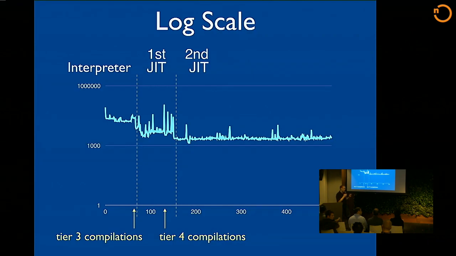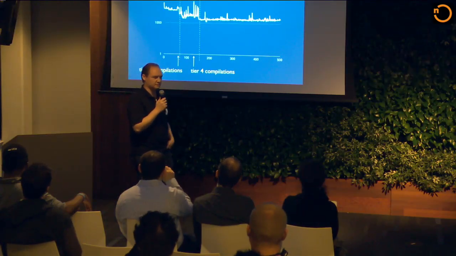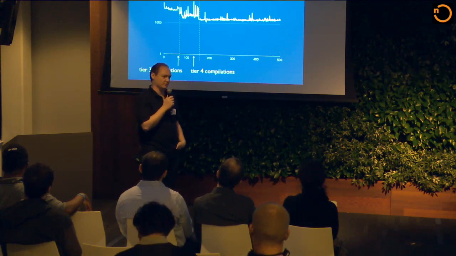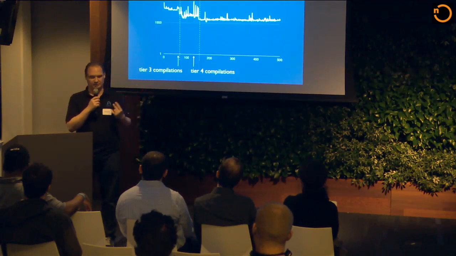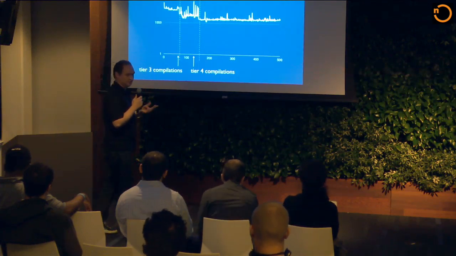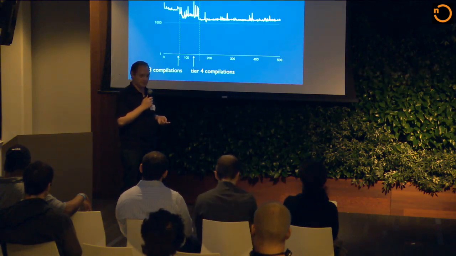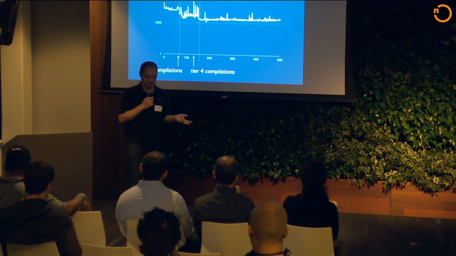So she asked why we have 2 JITs. In part, it's out of a historical accident. There were 2 different HotSpot VMs up until Java 7. There was the client VM and the server VM. And they had 2 different JITs designed for 2 different goals.